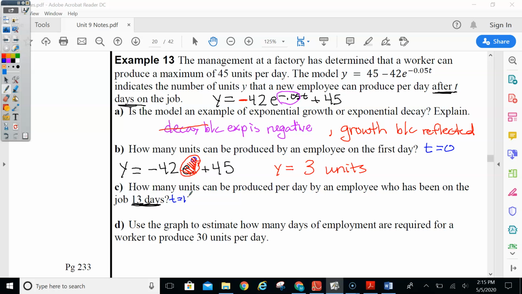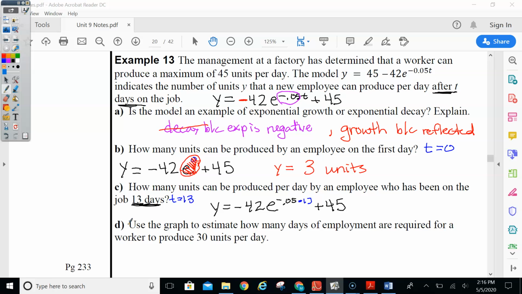We're going to plug in 13. So in the calculator, y equals negative 42 e to the negative 0.05 times 13, and then add the 45. So we'll plug that in the calculator and estimate the number of units. And we are rounding to the nearest whole number here because you produce a unit or you don't.